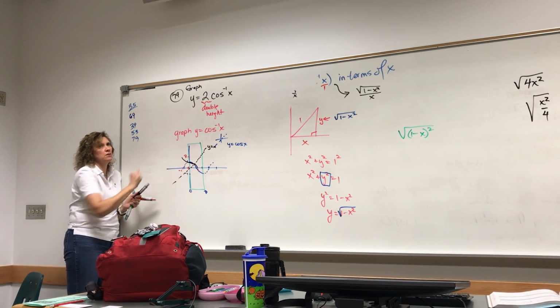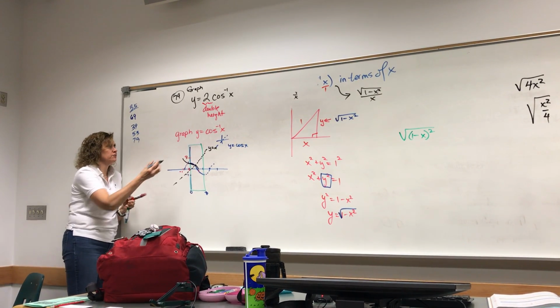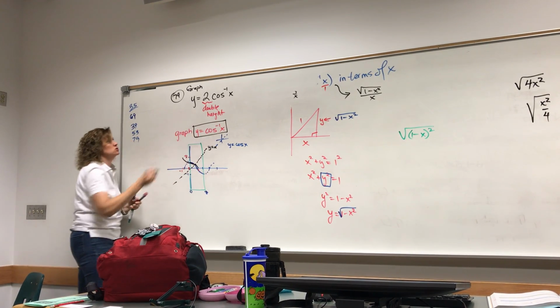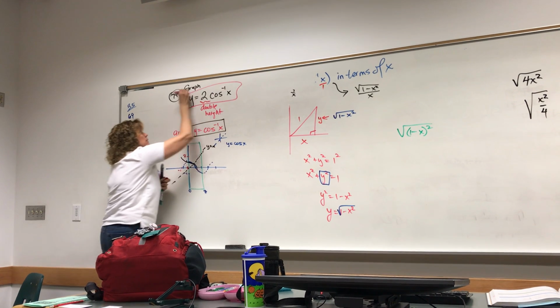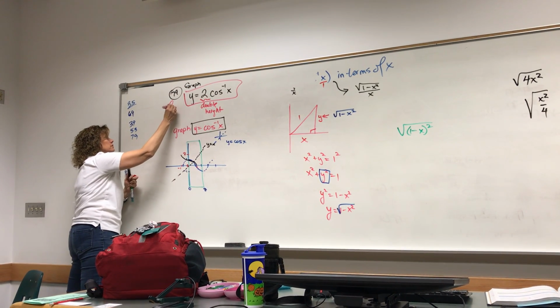So now we're focusing on the black graph. The black graph is the graph of the inverse cosine. I should have drawn it in red, because now I'm going to draw that in red. Sorry. Final answer, red.